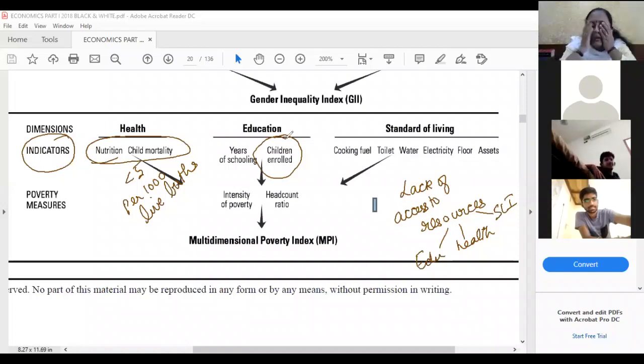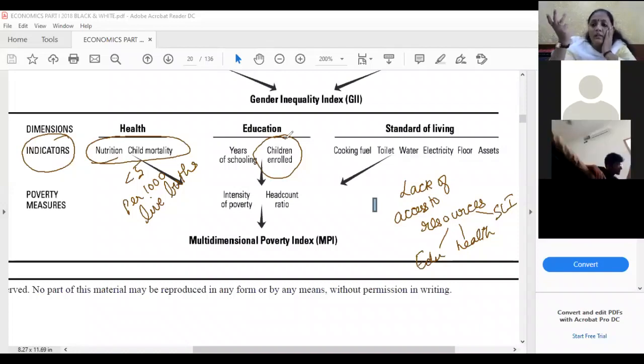Then about the floor. Have you ever heard about the words kacha house, pakka house, semi-pakka house? They're all the materials with which we build the houses. It can be mud, it can be cement, it can be asbestos sheet, right? So depending upon the material with which the household is constructed, that will also result in the assessment of the standard of living.